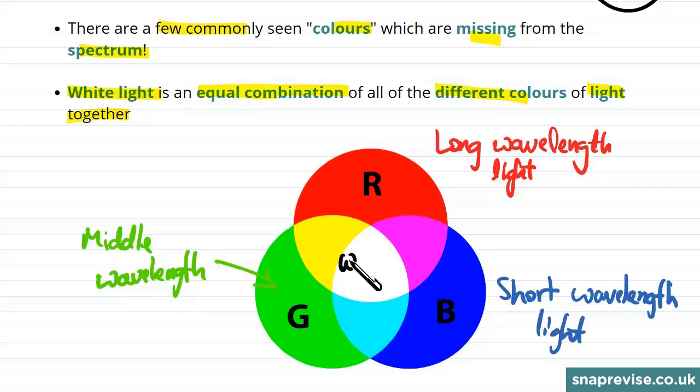So this here in the middle is what we get if we mix all of the colours together. Notice here that from this diagram we can see what pink light is now. It's what you get when you mix red and blue.